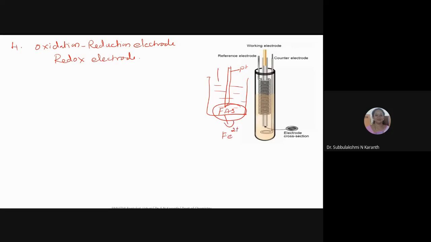To this, if you add K2Cr2O7, you know it is an oxidizing agent. FAS is a reducing agent. A redox reaction takes place. This is an oxidizing agent.